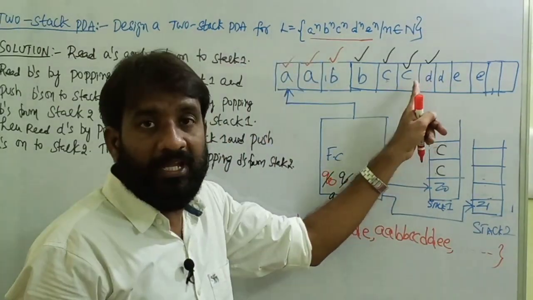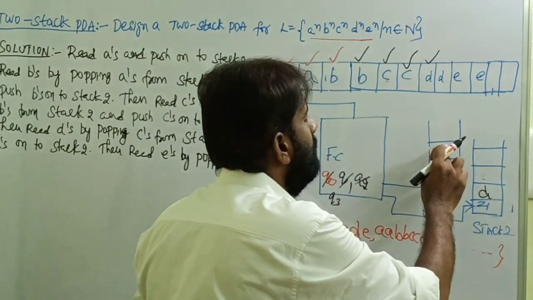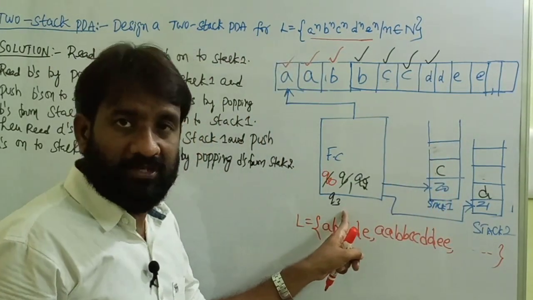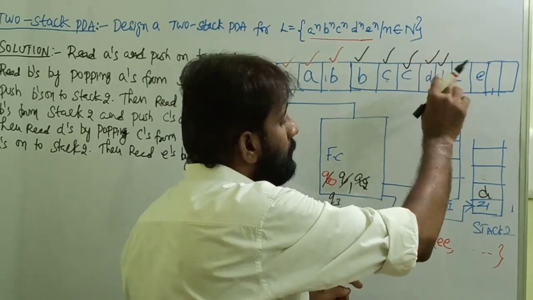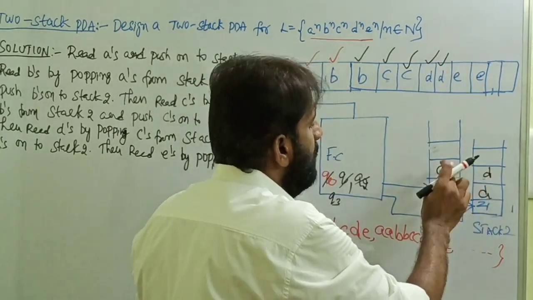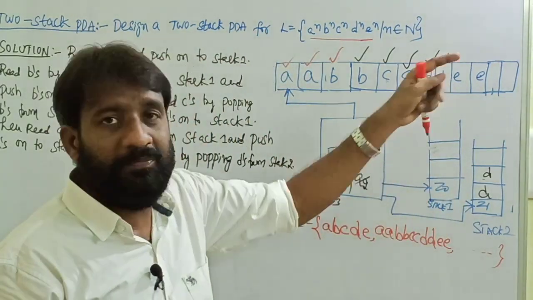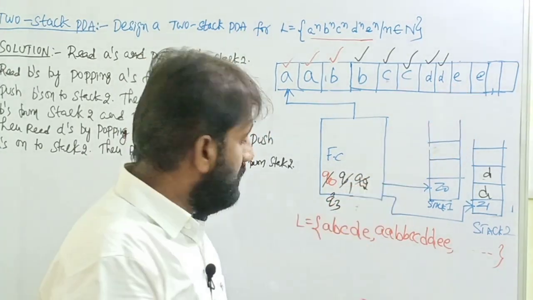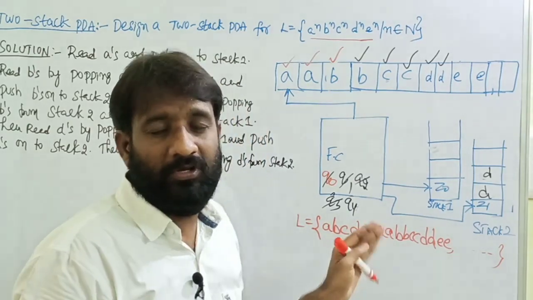Now add D onto the stack 2 by doing the pop operation on stack 1. Okay, now we remain on the same state Q3. So read D, add D onto the stack 2 by doing the pop operation on stack 1. Now D's are completed. The state is Q3. The input symbol read is E. Now we have to move the state from Q3 to Q4 because we have to show the configuration difference.